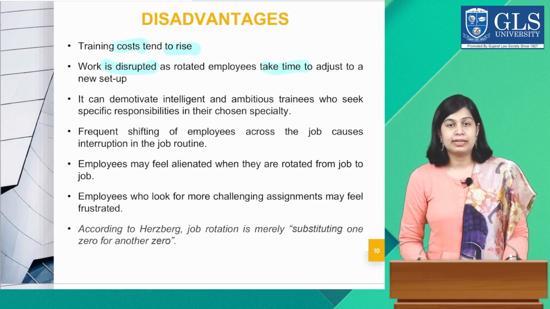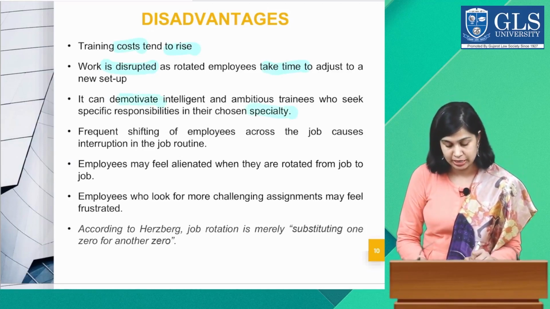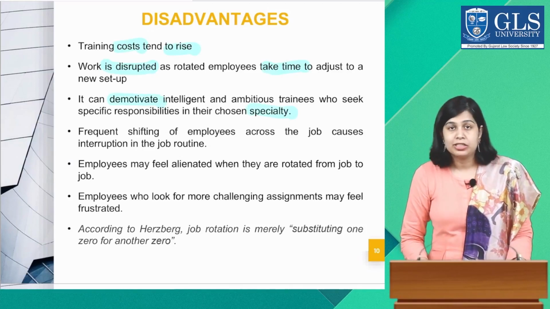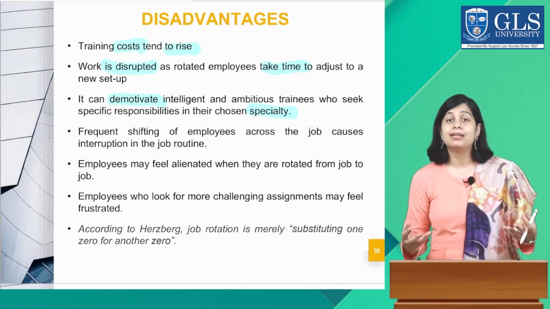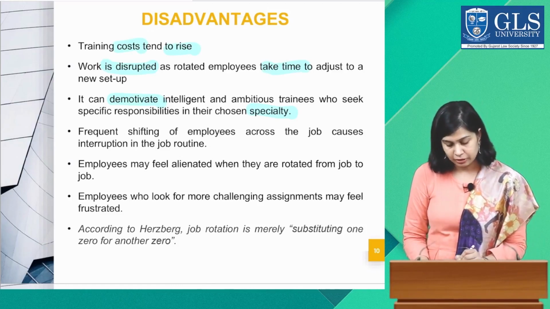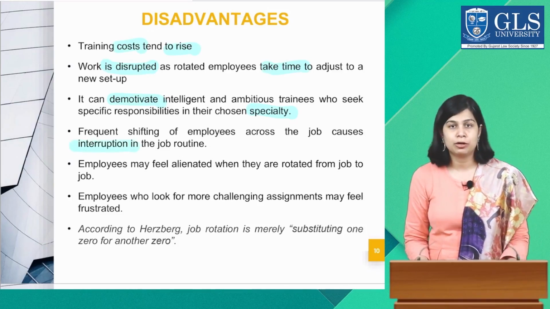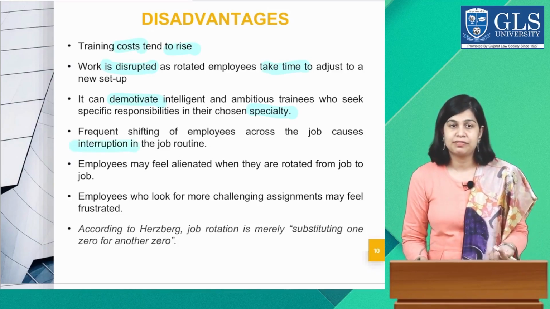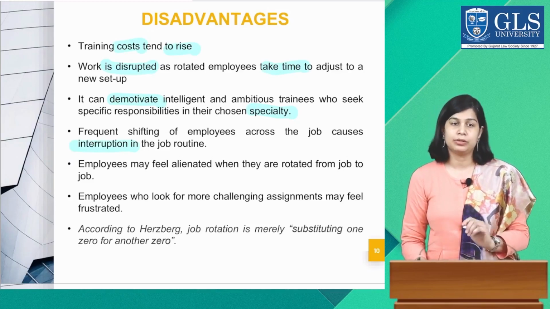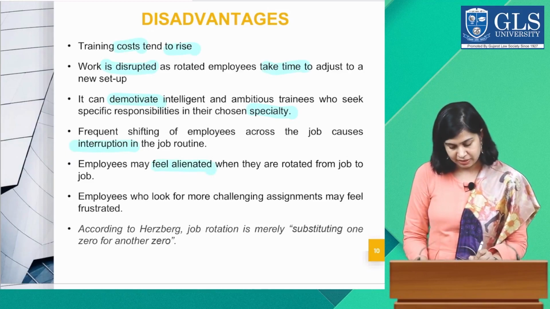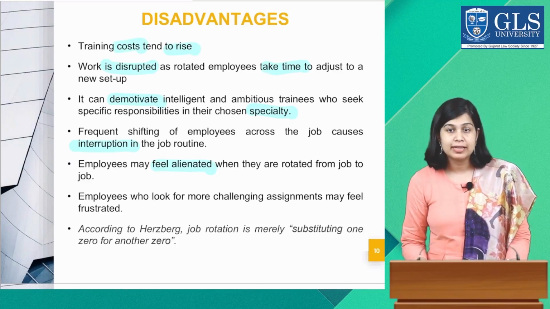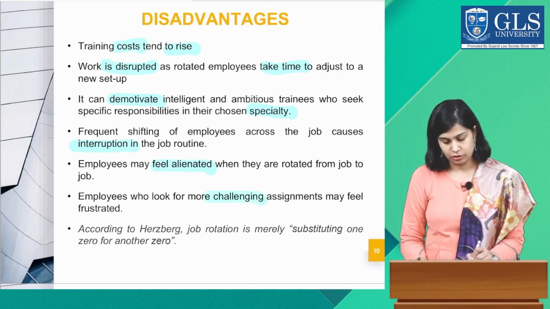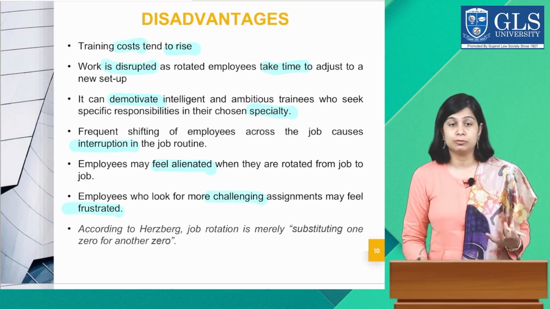It can demotivate intelligent and ambitious trainees who seek specific responsibilities in their chosen specialty. So you cannot achieve specialization through job rotation, because the purpose of job rotation is multitasking. Frequent shifting of employees across jobs causes interruption in job routine, because the transition gets affected. Employees may feel alienated when they are rotated from job to job, and employees who look for more challenging assignments may feel frustrated. So it is not for people who are looking for challenges and opportunities.